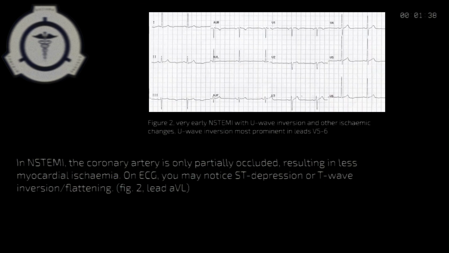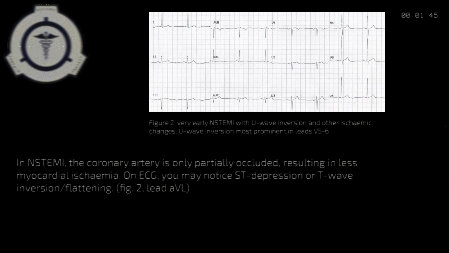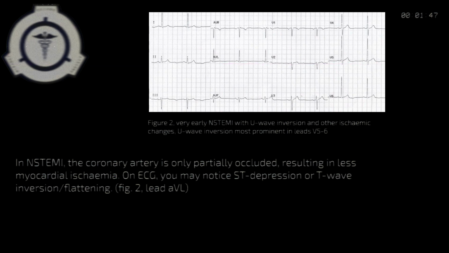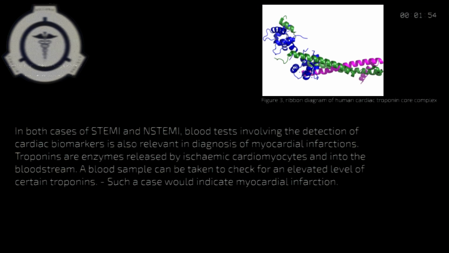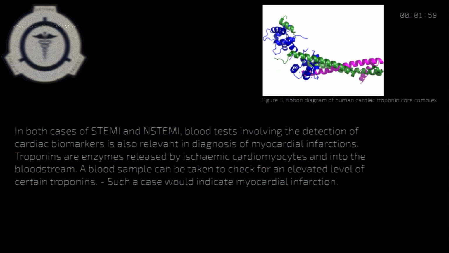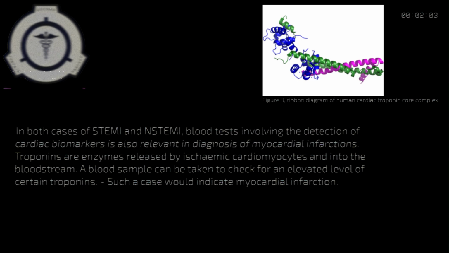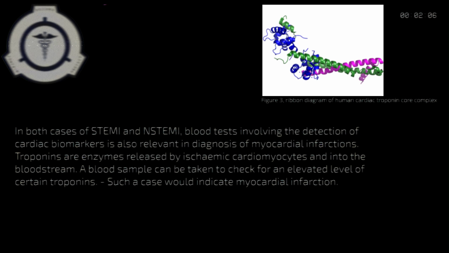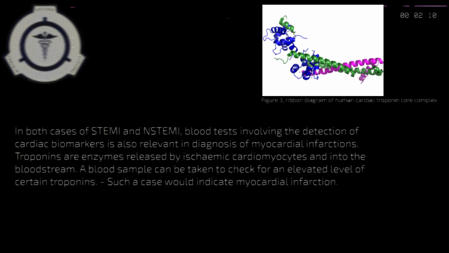In NSTEMI, the coronary artery is only partially occluded, resulting in less myocardial ischemia. On ECG, you may notice ST depression or T-wave inversion/flattening. In both cases of STEMI and NSTEMI, blood tests involving the detection of cardiac biomarkers are also relevant in diagnosis of myocardial infarctions. Troponins are enzymes that are released by ischemic cardiomyocytes and into the bloodstream. A blood sample can be taken to check for an elevated level of troponins. Such a case would indicate myocardial infarction.